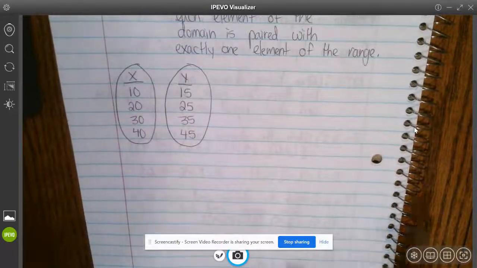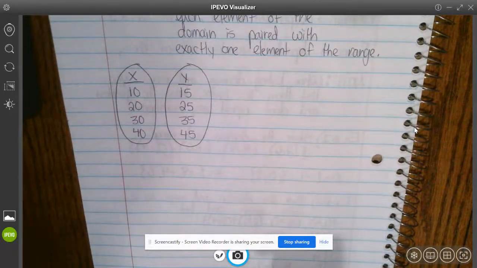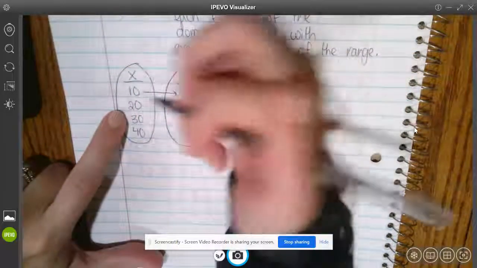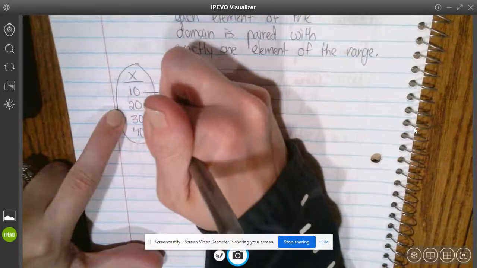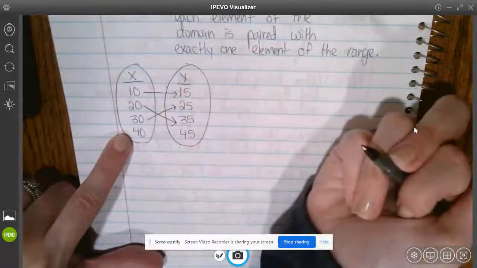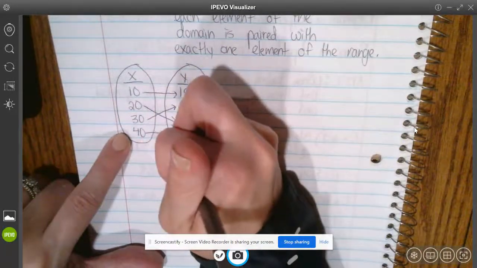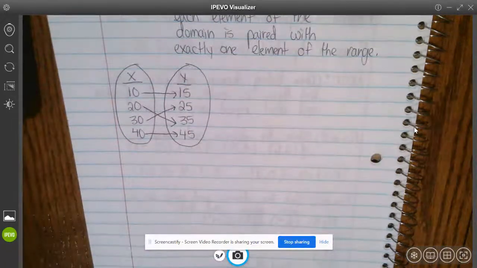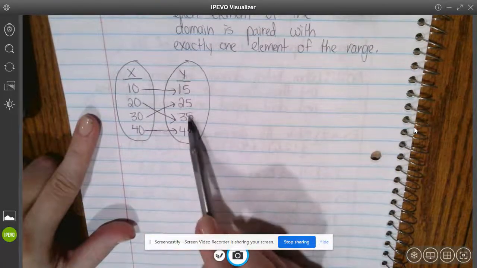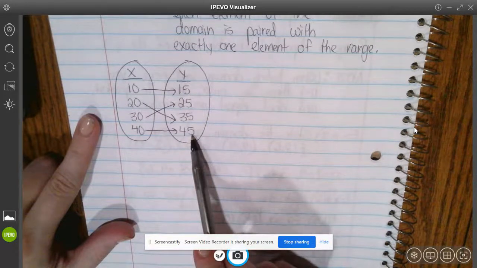Okay, and then they tell us what each one is paired with. So like, let's say 10, 15 would be a point, 20, 35 would be a point, 30, 25 would be a point, and then 40, 45. So we have all of our points. Each element, so each one of these is mapped to specifically one of these.